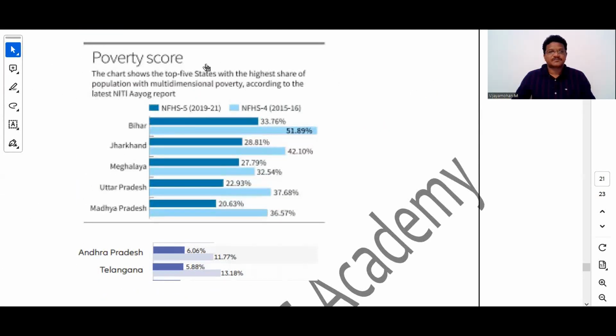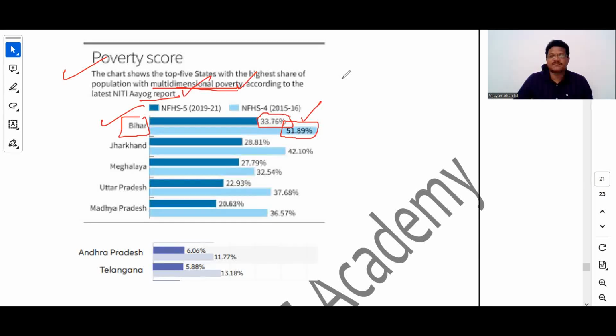Now, here you see the top 5 states with the highest multidimensional poverty ratios according to the Niti Aayog report. So first వచ్చేసి మనకి Bihar, which has the highest population and the highest multidimensional poverty ratio, which is 33.76%. Earlier, in 2015-16, it was 51.89%. However, it has reduced to 33.76%.